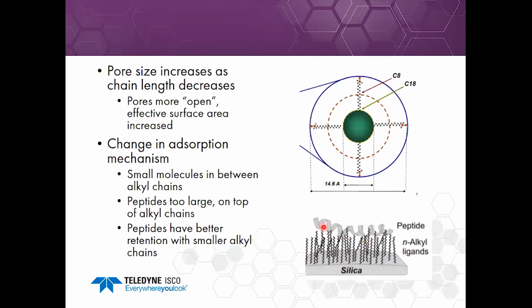As you shorten the chain length, the chain can't bend, and it interacts better with the peptides. So the peptides have better retention with the smaller alkyl chains. There might be another interaction as well. With the chains getting smaller and shorter, that brings the peptide closer to the silica surface, and that could potentially allow interaction of some of the polar portions of the peptide with the underlying silica. So there might be two mechanisms that we're starting to see as well.